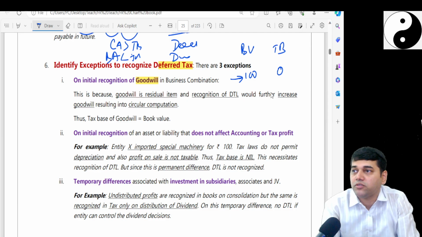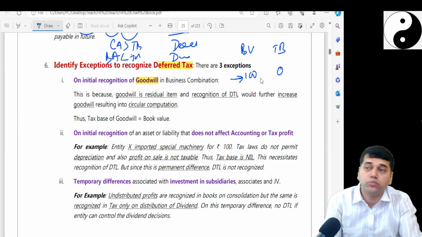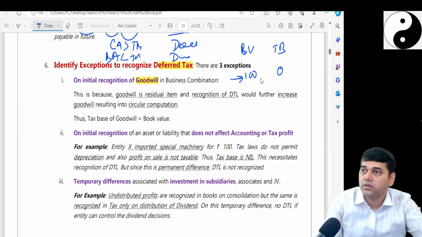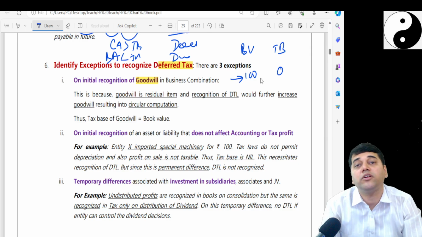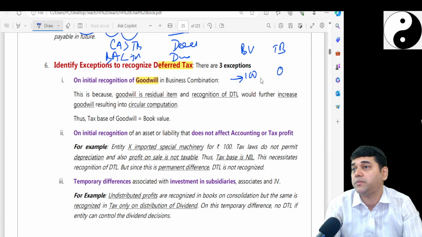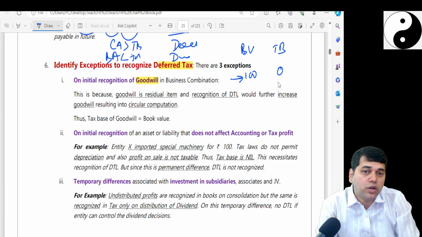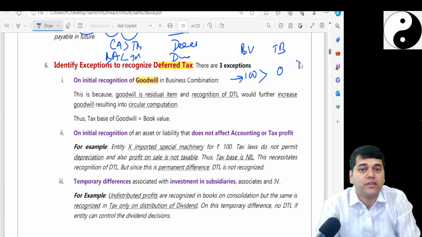See, first of all, you recognized one goodwill today in the books. Did income tax recognize it? No. Is it a permanent difference? No, because tomorrow when you claim deduction, they will allow you deduction. It's called impairment of the goodwill. Impairment of the goodwill is an expense. Your accounting entry is expense account debit to goodwill. They will give you the deduction. So you have got a difference now. So your book value is greater than the tax base. Now you say, sir, I have got a deferred tax liability. But the standard says don't do this.